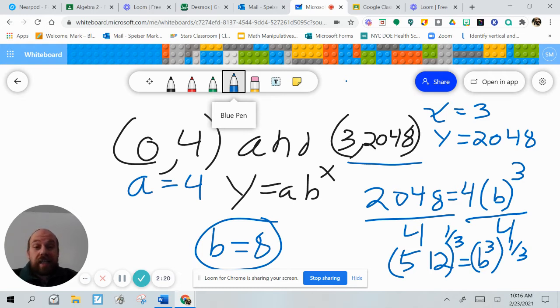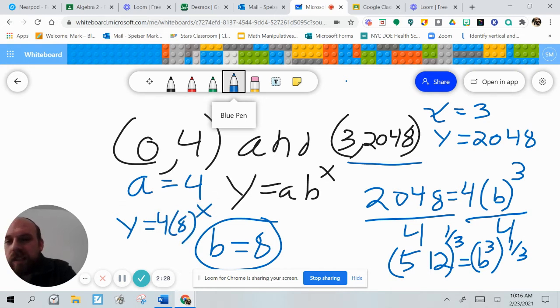Now that's the basic idea. So the equation of this function will be y equals 4 times 8 to the x. We'll do one more example of just how to solve for b, not involving the points and finding the equation, but that is how you find the equation of an exponential function. One more example to practice. Okay, let's clear the screen.